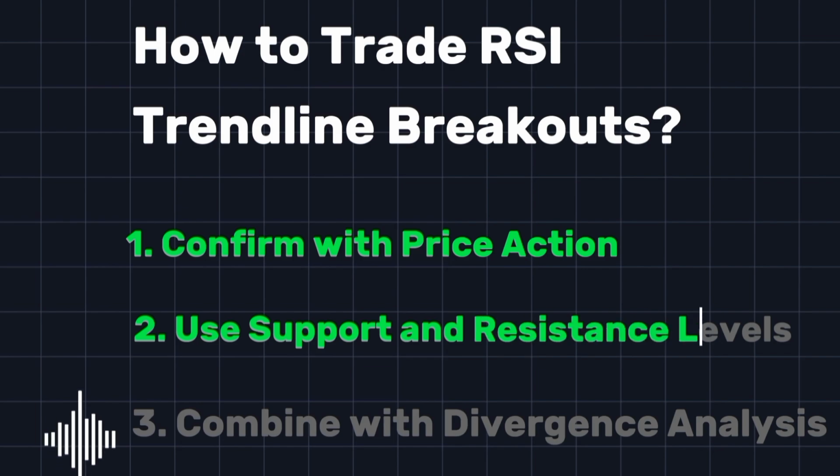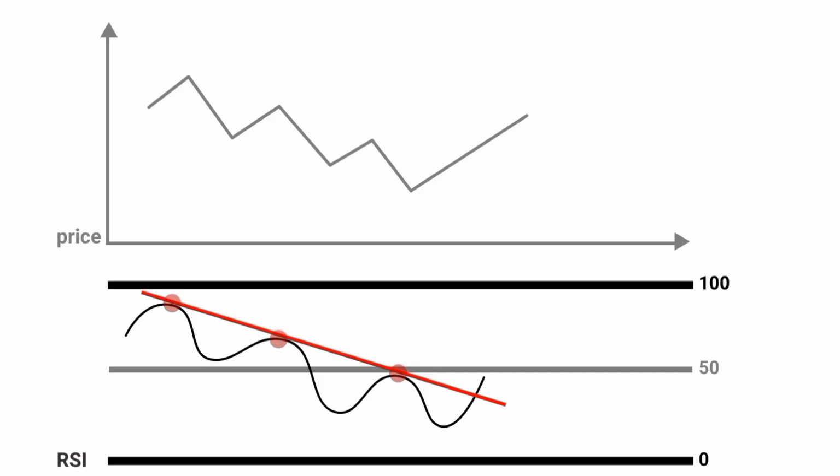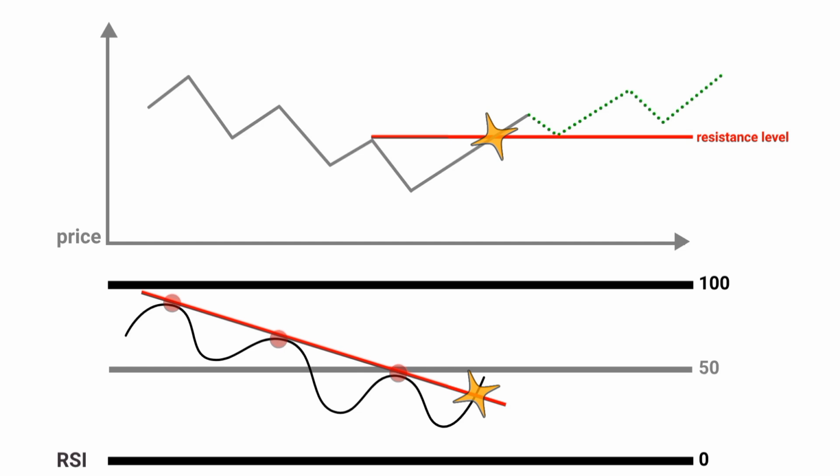2. Use support and resistance levels. Align RSI breakouts with key support and resistance levels on the price chart for additional validation. A breakout on both the RSI and the price chart can signal a stronger trend reversal or continuation.